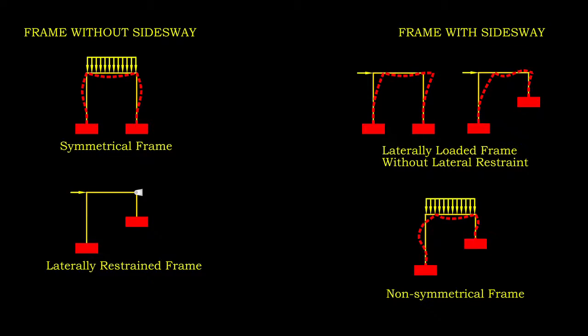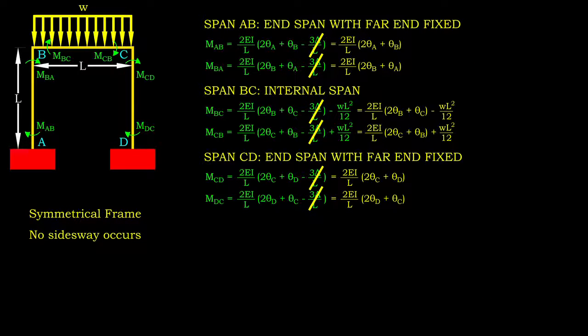load. The frame we are looking at now is symmetrical in terms of loading, configuration, material, and support condition. Therefore, it should not experience sidesway. For this reason, we are good to eliminate the unknown sway displacement delta.